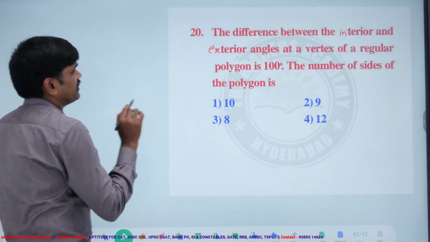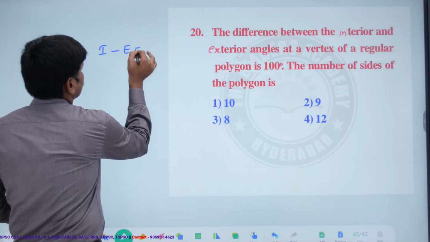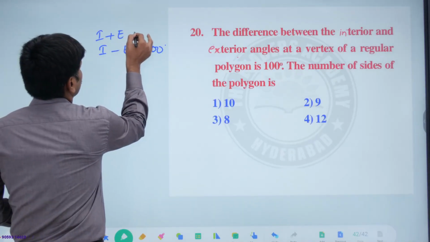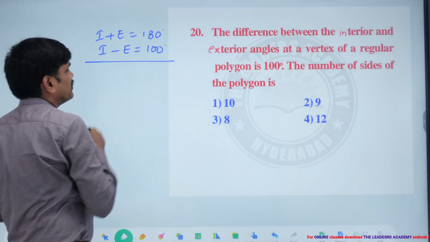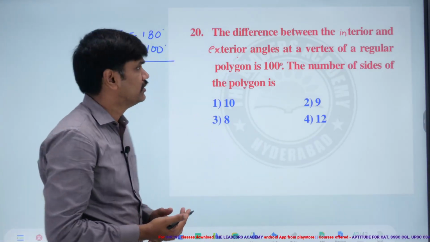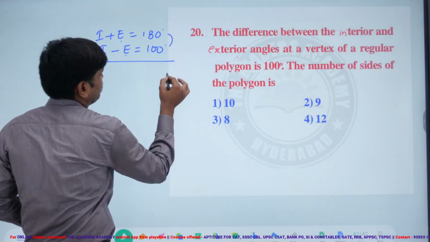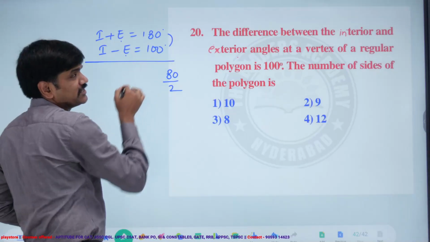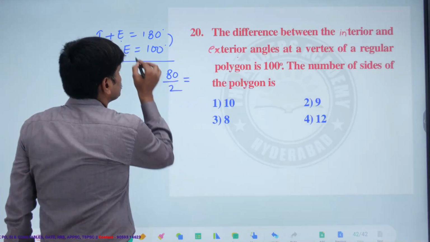Okay, so the difference between the interior and exterior angles is given as 100 degrees. And we know that interior and exterior angles together will always be how much? 180. Right? So to get the number of sides, we must know the exterior angle. As I already told you the technique, to get the smaller value, here the smaller value is E, take the difference and divide it by 2. So the difference between the sum and the difference is what? 80. 80 by 2 will give you the smaller value.